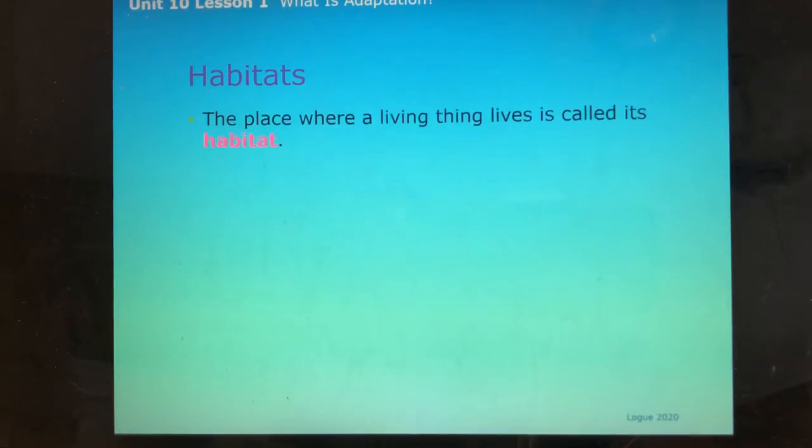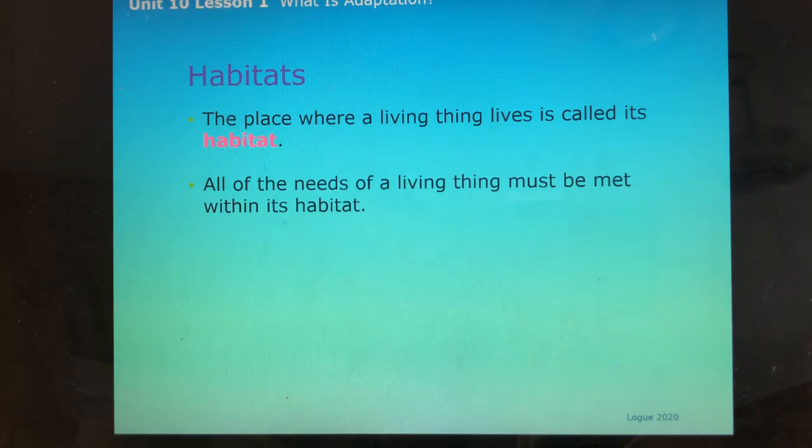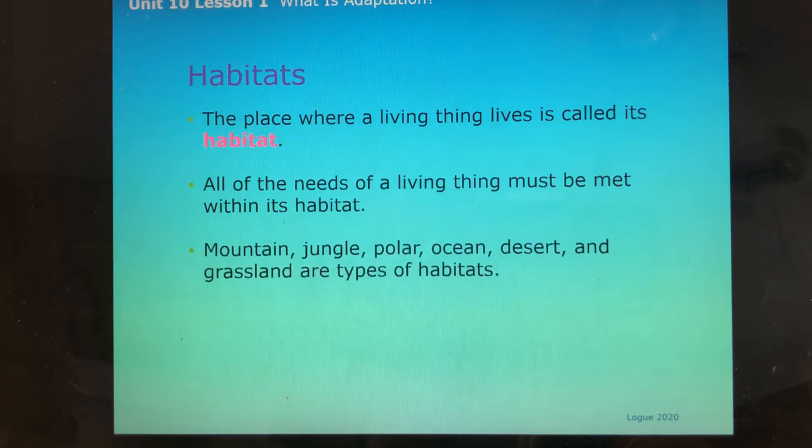Okay, habitats. The place where a living thing lives is called its habitat. Notice any words you see highlighted in pink, like the word habitat here, are going to be vocabulary words. All of the needs of a living thing must be met within its habitat. Because of this, only certain kinds of living things can live in certain habitats. For example, an animal that has gills for breathing underwater can't live in a dry habitat. A plant that needs very little water can't live in a wet habitat. Some example habitats, or biomes as they are called, are mountain, jungle, polar, ocean, desert, and grasslands.